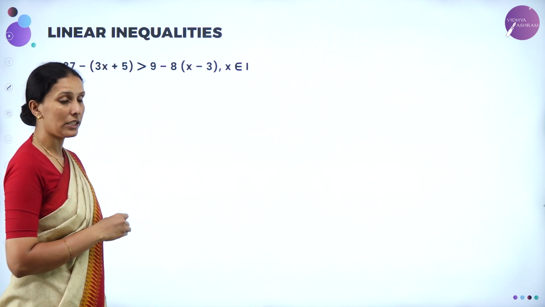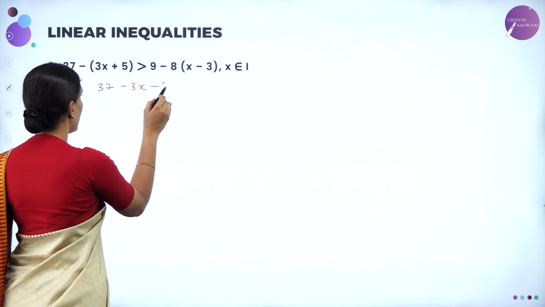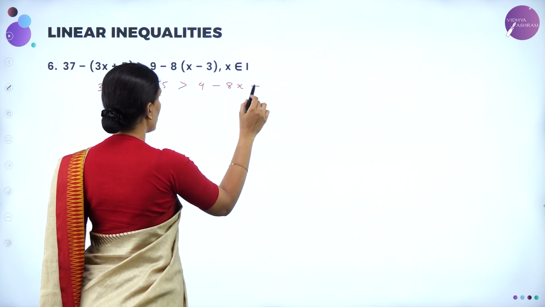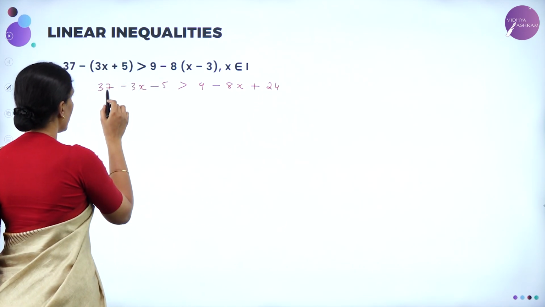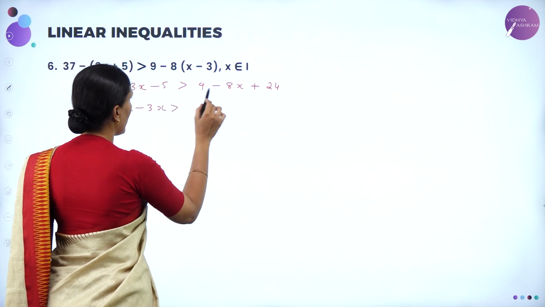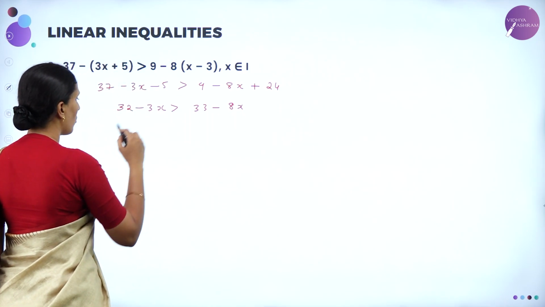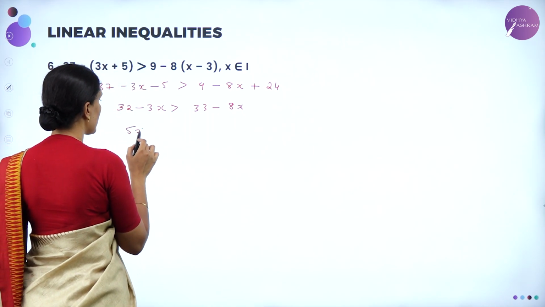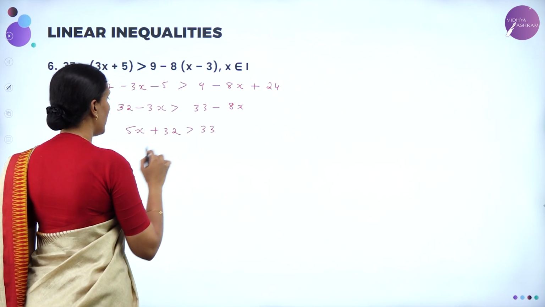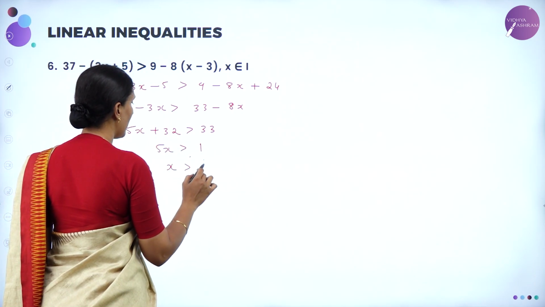X belongs to integers. So, 37 minus 3x minus 5 greater than 9 minus 8x plus 24. Now, 37 minus 5 is 32 minus 3x greater than 9 plus 24 is 33 minus 8x. Add 8x on both sides, then I'll get 5x plus 32 greater than 33. Subtract 32 on both sides, 5x greater than 1, x greater than 1 by 5.